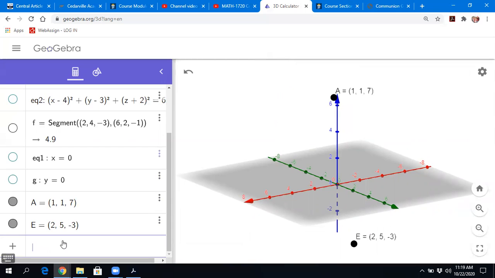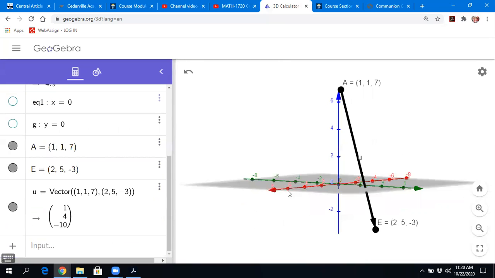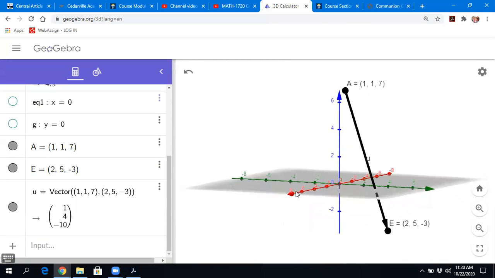Okay, so if I want the vector, what do you think I should type in here to make the vector make an appearance? What do you think I should type? How about V, E, C. Okay, so vector. Now it actually asks for a starting point and an ending point. So I can just put 1, 4, 7. And what about the ending point? That was 2, 5, -3. Okay, there it is. Do you see it? That's cool. There's this vector pointing down in that direction.